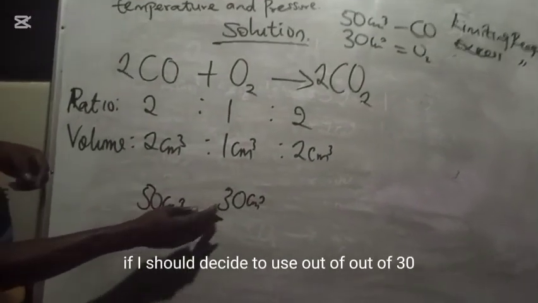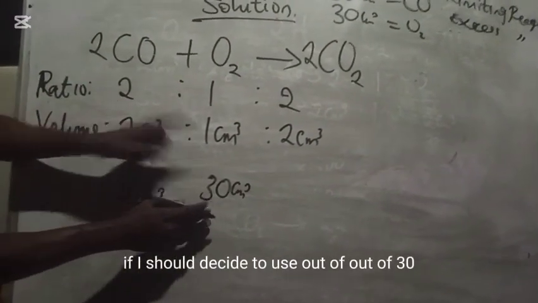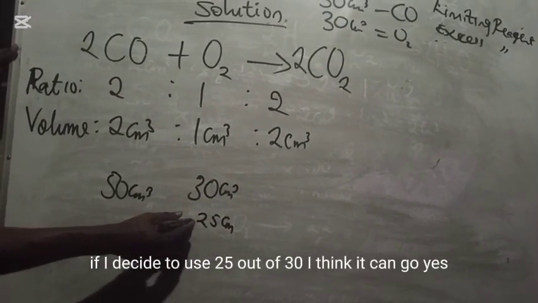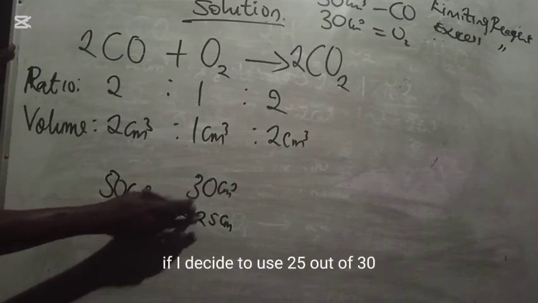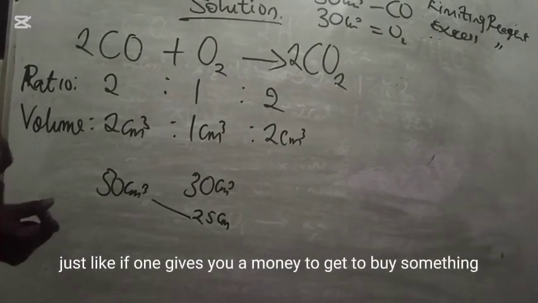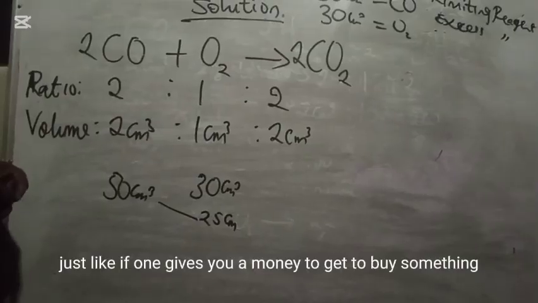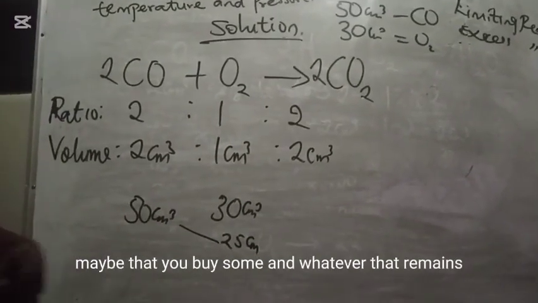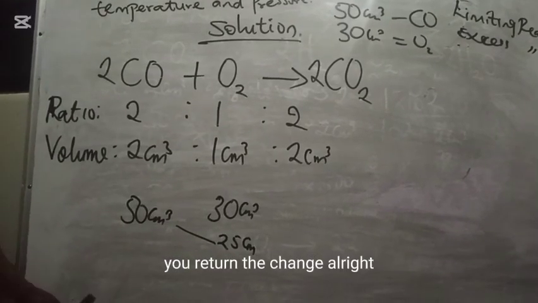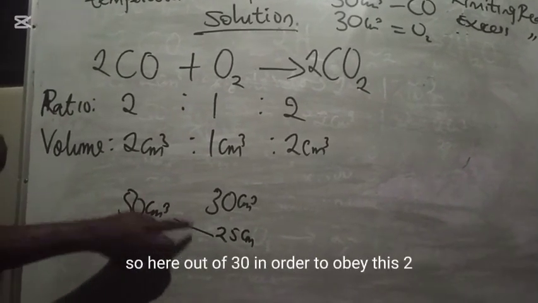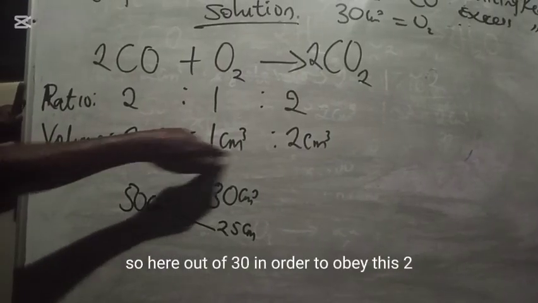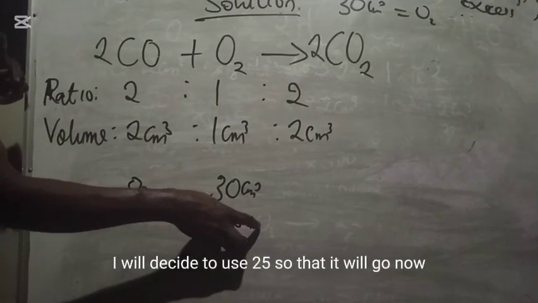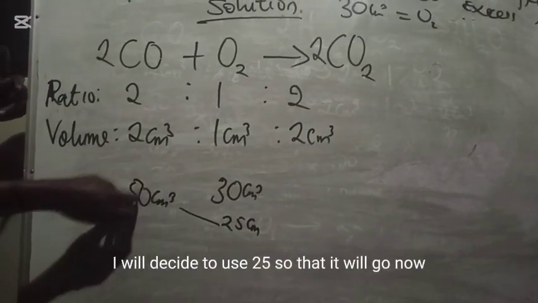I will look at it here very well. If I decide to use 25 out of 30, I think it can go. Just like if someone gives you money to buy something, you can decide to use part of the money. Maybe you buy some, and whatever remains, you return the change. So here, out of 30, in order to obey this 2 centimeter cube ratio 1 centimeter cube, I will decide to use 25 so that it will go.